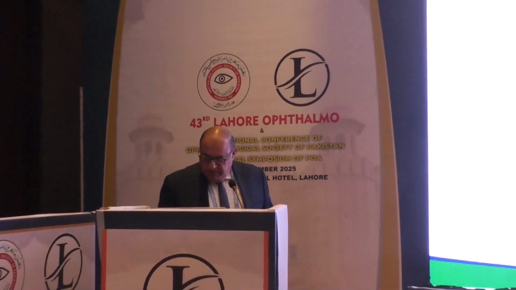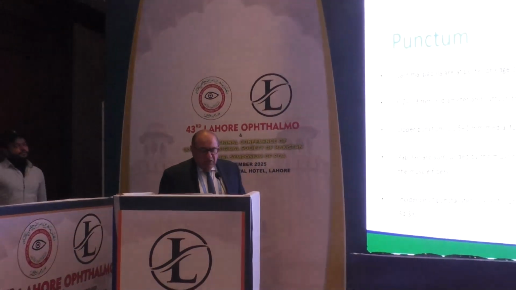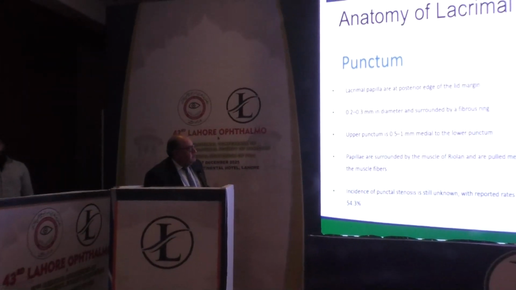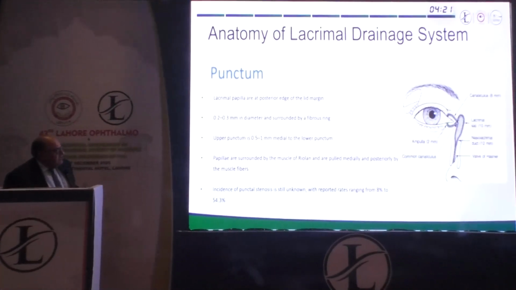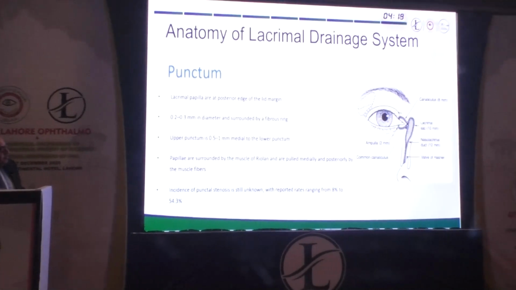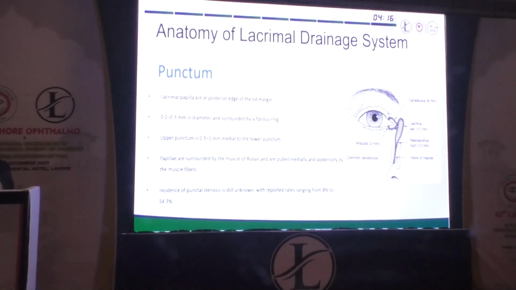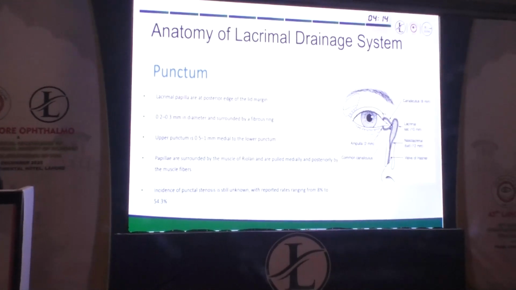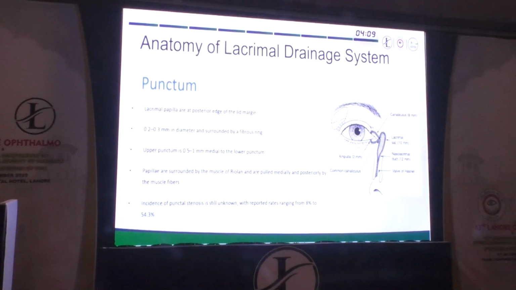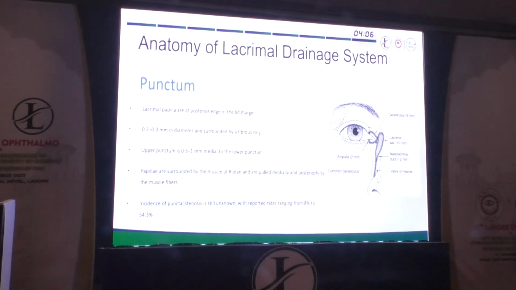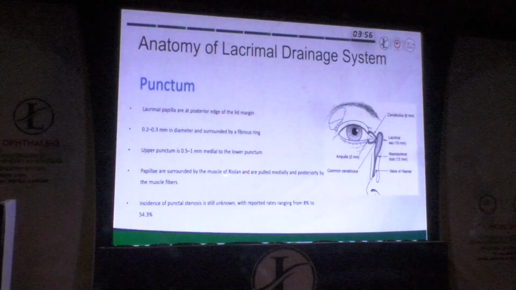then the nasolacrimal duct. So the punctum itself is present on the papillae and they are at the posterior edge of the lid margins. They're about 0.2 to 0.3 millimeters in diameter and surrounded by a fibrous ring to keep them open. The upper punctum is about 0.5 to 1 millimeter medial to the lower punctum and the eyelids are opposed to each other. The papillae are surrounded by muscles of Riolan and they are pulled medially and posteriorly when the muscle contracts, which is part of the orbicularis complex.